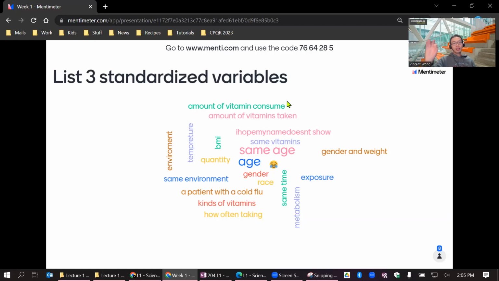Okay, this is a common answer that people make, but it's incorrect. The amount of vitamin consumed is not a standardized variable. A standardized variable is a variable that must be kept the same for all the groups. Remember, the placebo group and the control group, they are not taking any vitamins. So, amount of vitamin consumed is not a standardized variable for all the groups, okay? Same problem with this one.